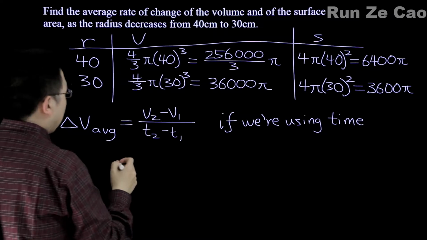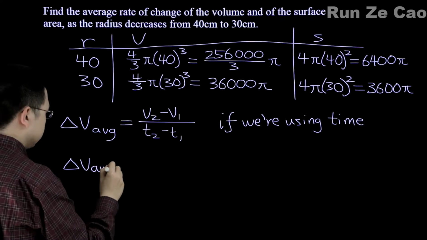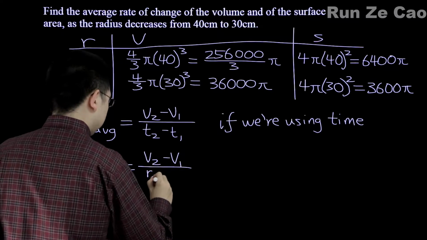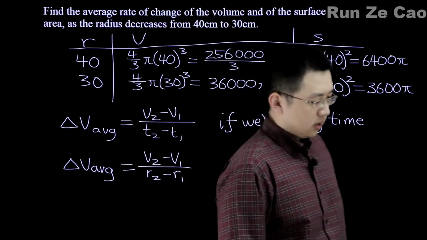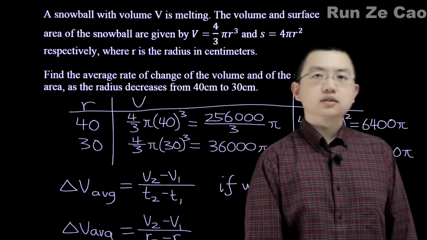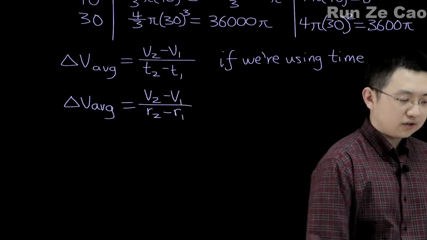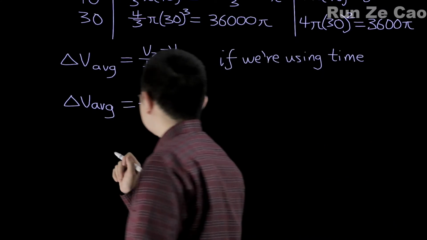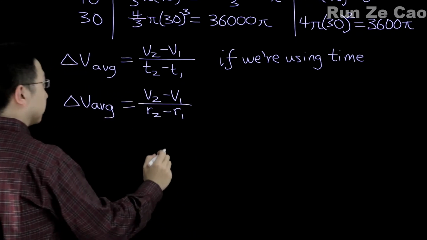Now, how would that look? Delta V average, V2 minus V1 over R2 minus R1. Now this is what we're looking for here. Now, I mean, we could figure this out using other methods such as derivatives. But we're looking for an average rate of change, not instantaneous. So there is no point in going into calculus quite yet. Even though quite soon we'll end up dealing with things that very much approach calculus.